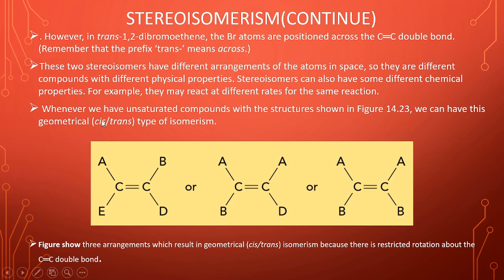Okay. Whenever we have an unsaturated compound with the structure shown, we can have this geometrical type of isomerism. You can see here, it can be like this one or this one or this one. All of them are considered a type of isomerism. And this is cis, cis, cis.